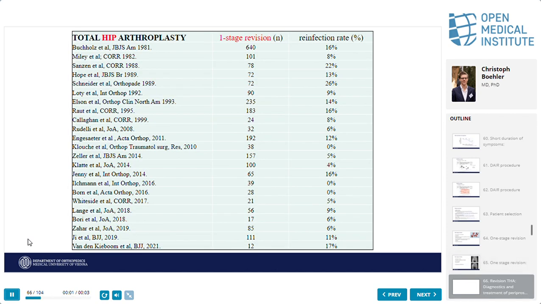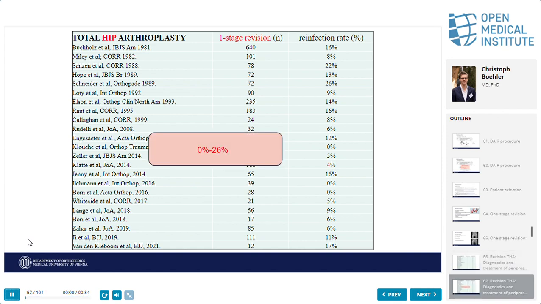What are the outcomes? So plenty of studies over all the years, and the reinfection rate after one stage is from 0 to 26%. That's what the studies claim. Never trust a study with 0% reinfection rate, okay? There are now registry data coming out from Germany, which are showing that the reinfection rate is higher than all the studies are claiming. It's about 30% after 1 year, also in the big centers. So reinfection is the main problem, and it's underestimated in most of the studies.